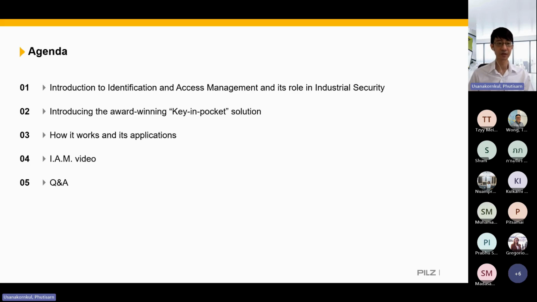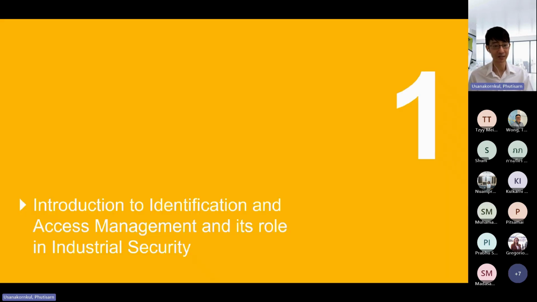Okay, so the agenda today is we're going to introduce some identification and access management, that's our IAM system, and its role in industrial security. Then we're going to talk about our award-winning key in pocket solution, how it works, what kind of applications it can be used for, have a quick video to show how it works in real life, and then we will have the Q&A at the end. And as Grace mentioned, you can use the Q&A function of Microsoft Teams, or you can put some questions in the chat.